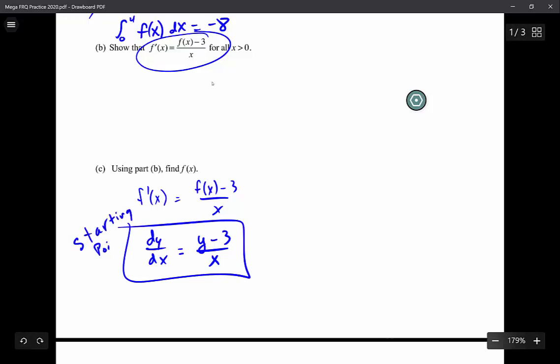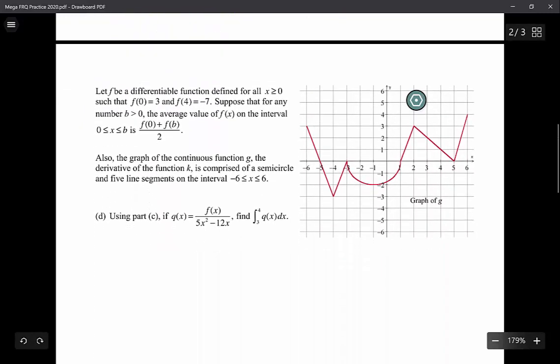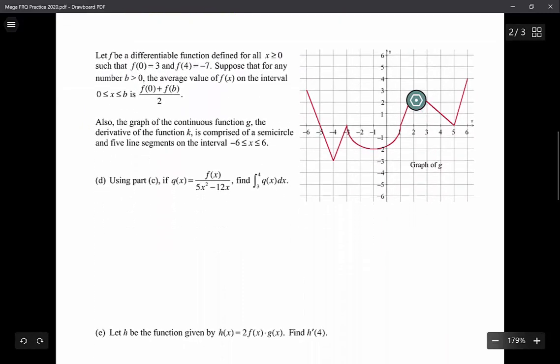So you will multiply both sides by dx, divide both sides by y minus 3. You need to divide by the whole y minus 3. And we can use the initial condition from the beginning, which was f of 4 equals negative 7. And again, you can plug that in as soon as you want to. So there's that one.